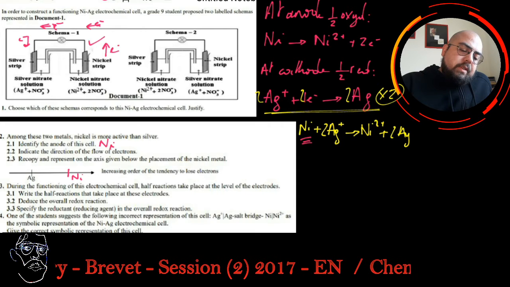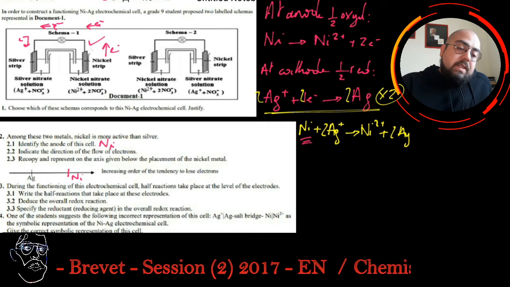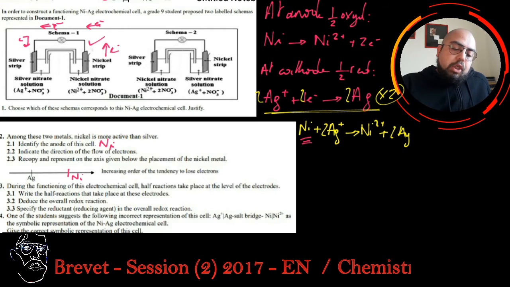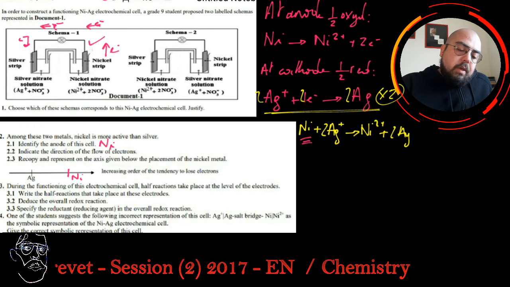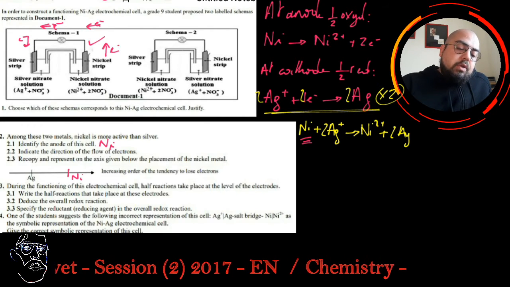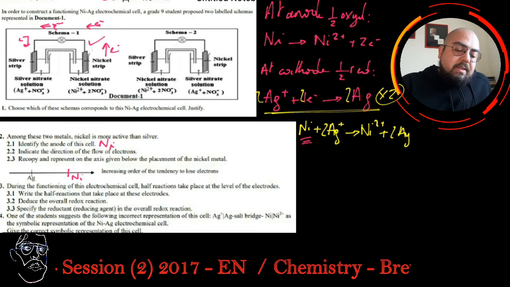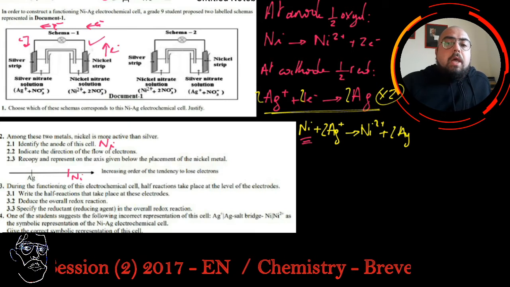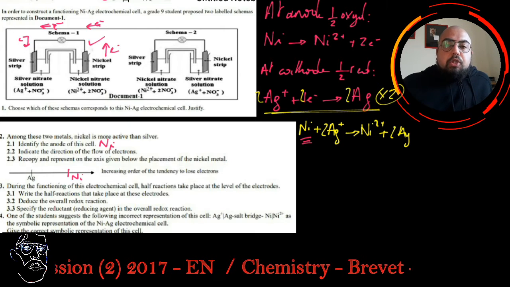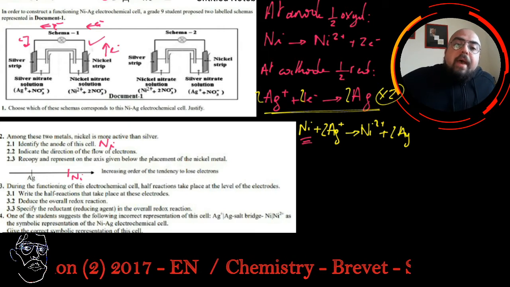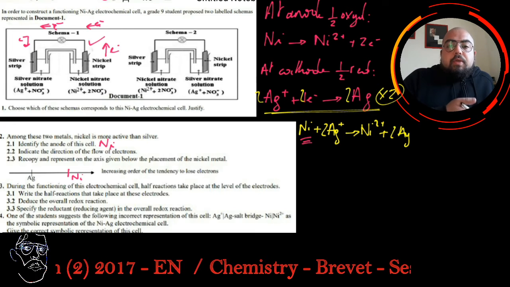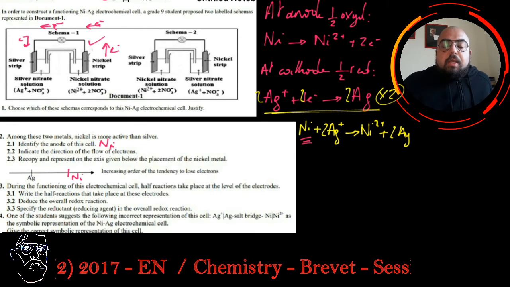One of the students suggests the following incorrect representation of this cell: Ag+, Ag, salt bridge, Ni, Ni2+, as the symbolic representation of the NiAg electrochemical cell. Give the correct symbolic representation of this cell. In order to make the symbolic representation, you need to put the anode on the left side. You start by the anode and then you reach the cathode.